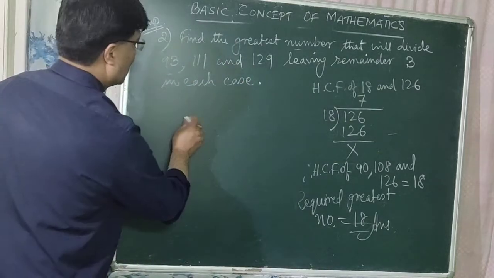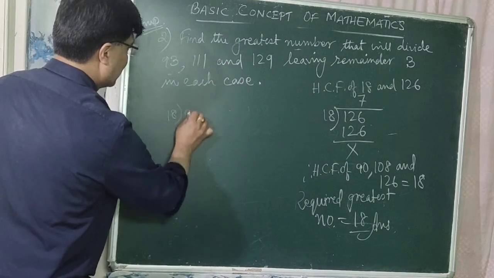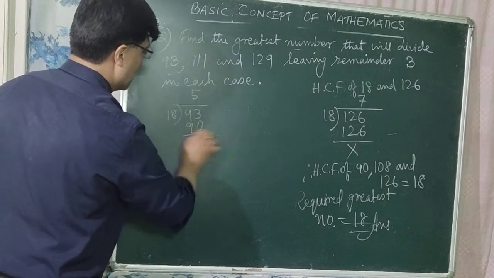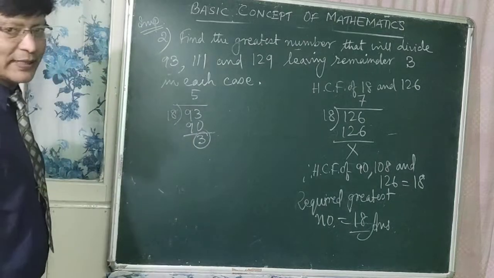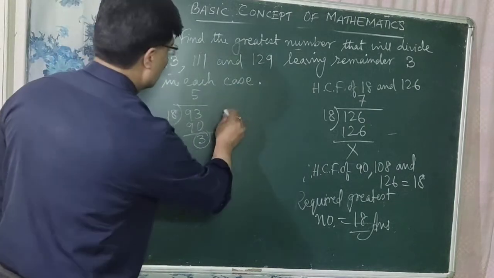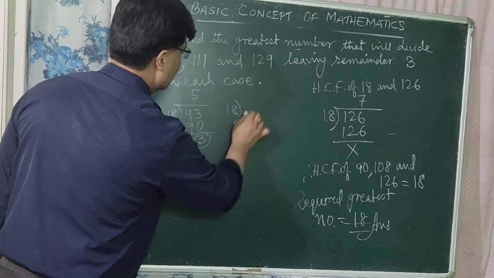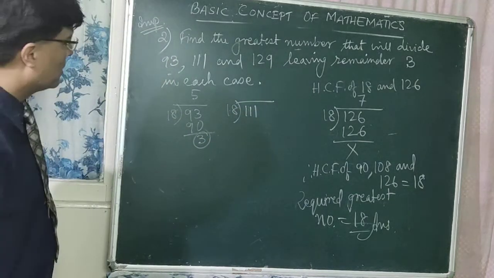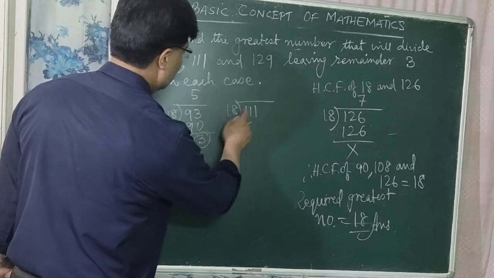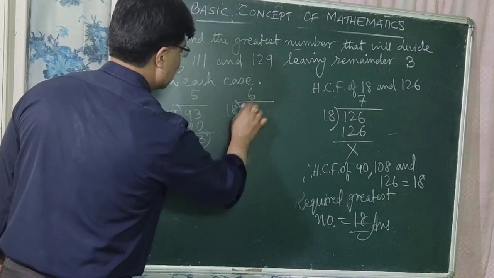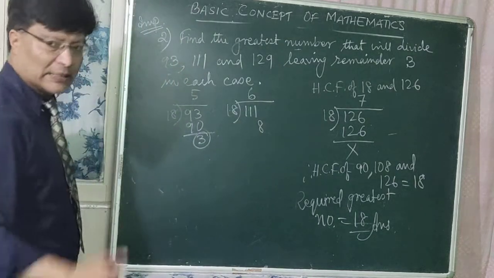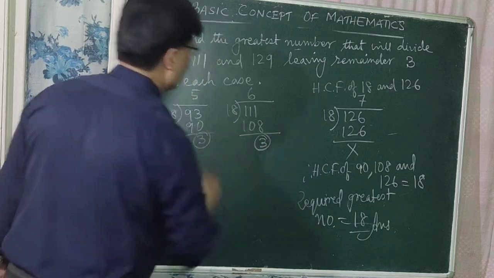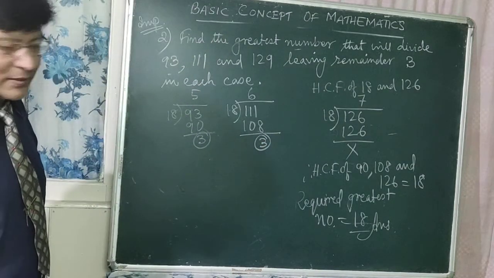Now we divide 93 by 18. What is the remainder? 3. 18 5s are 90. What is the remainder? 3. So the remainder 3 comes here. In the same way, again 111 should be divided by 18. That is how much it goes? 6 8s are 48, 6 1s are 6, plus 4 is 10. Again, what is the remainder here? 3. We're getting the answer, isn't it?